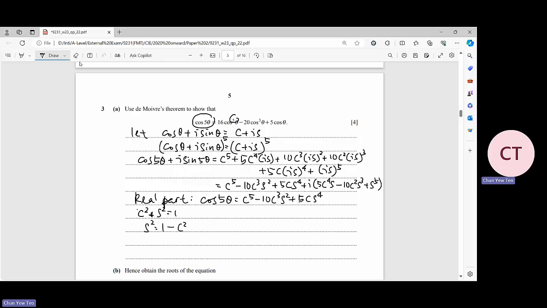Because of this trigonometric identity, cos squared plus sin squared equals 1, we have s² equal to 1 minus c². So over here, we will change s² to become 1 minus c², because the result that we want only has cos, not sine. So we just need to change accordingly.